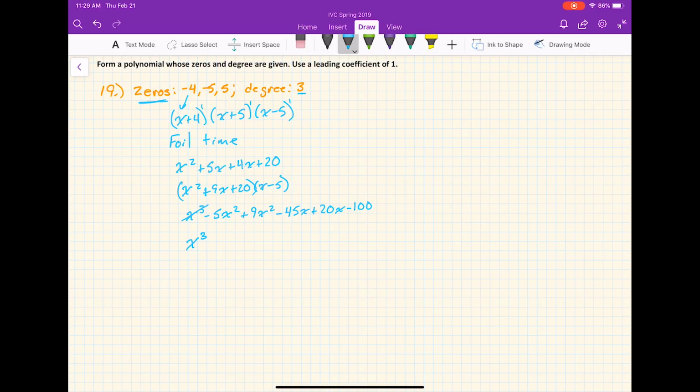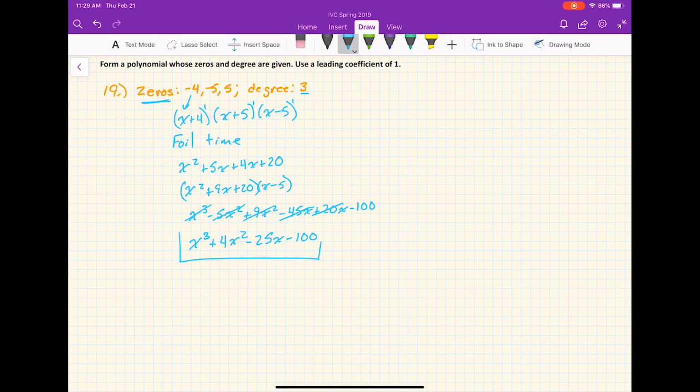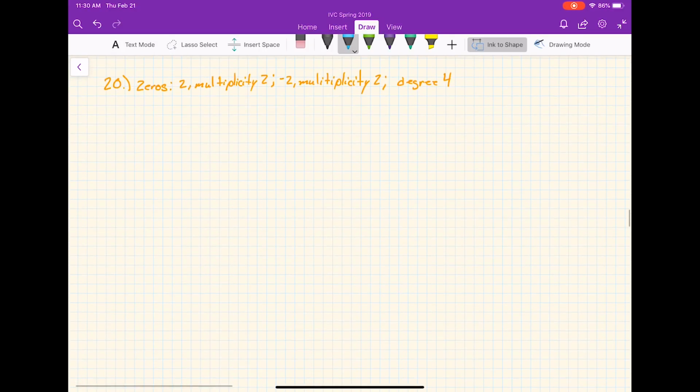All right. So the x to the third comes down. There are no others to combine with that. And then these two combine to make 4x to the second, and then we got these two combined to make negative 25x minus 100, and that is the whole thing FOILed out, and then every like terms combined. So that's the answer from the answer key.